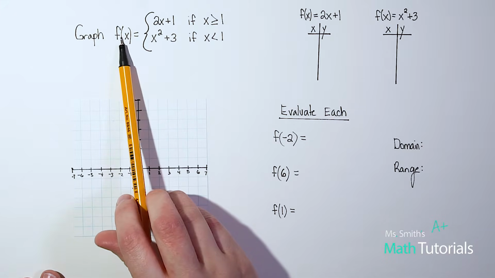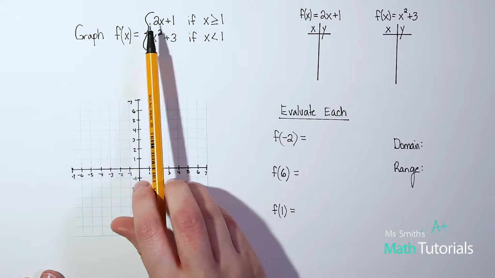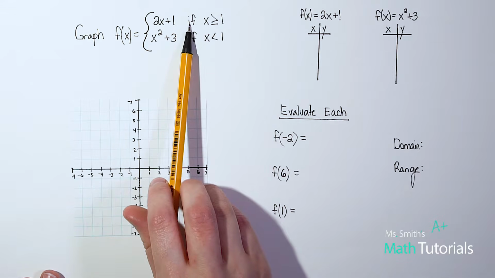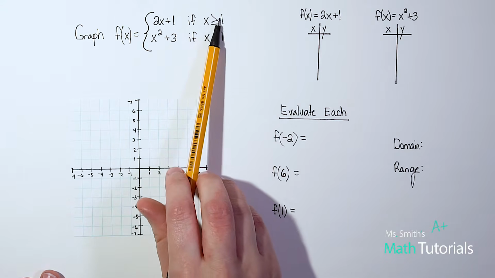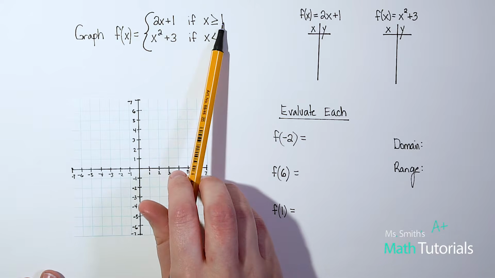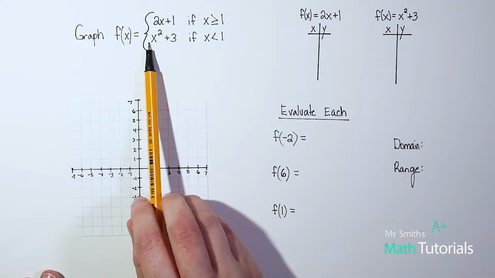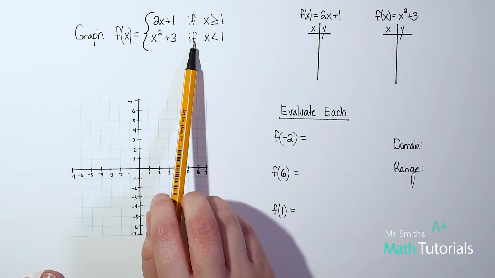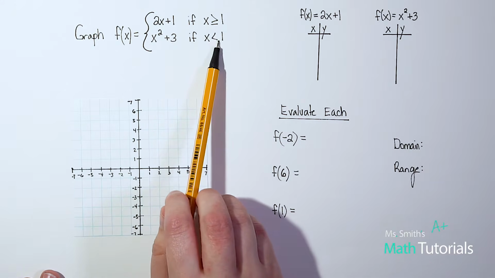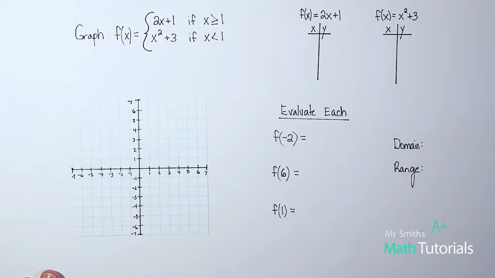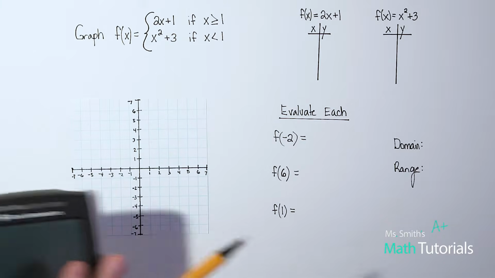So we've got f of x, or just y, equals 2x plus 1 if x is greater than or equal to 1. And we've got y equals x squared plus 3. This time we've got a quadratic going on. If x is less than 1. So we've got some restrictions set for us here.